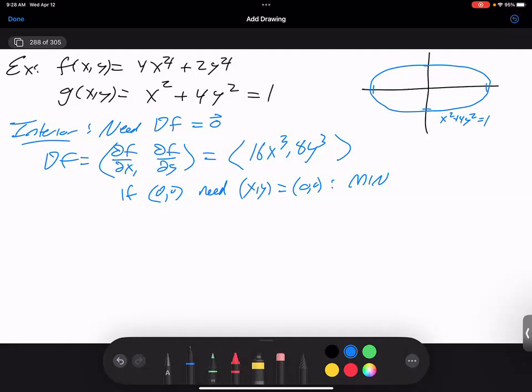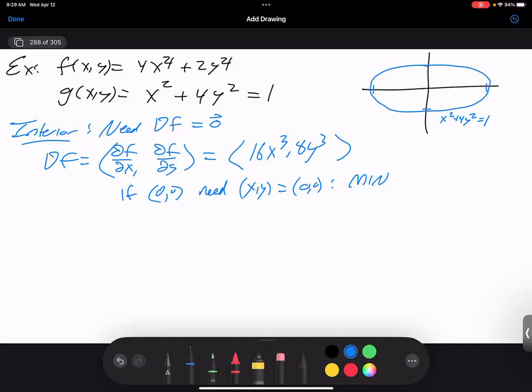So if you look at this, I claim there's a natural candidate. Anybody have any thoughts as to what might be a good candidate? So we're trying to maximize the function 4x to the fourth plus 2y to the fourth. Do you want to make x large? Do you want to make y large? Do you want to make both large? You'd love to make both large. Can you make both large? No, what happens the larger you make x? The smaller y becomes.